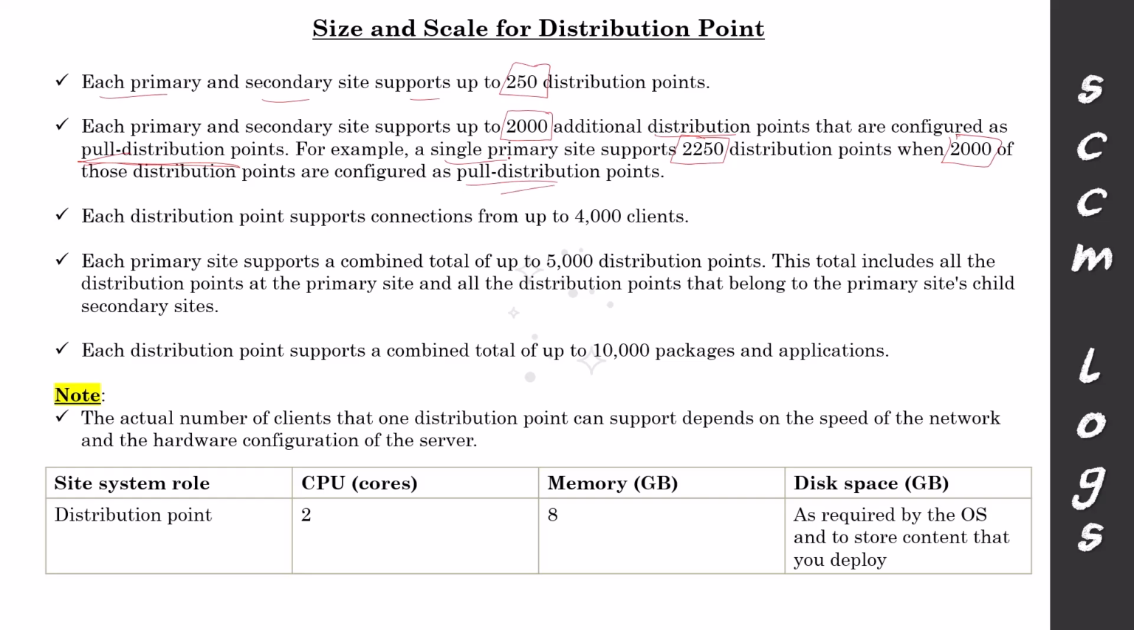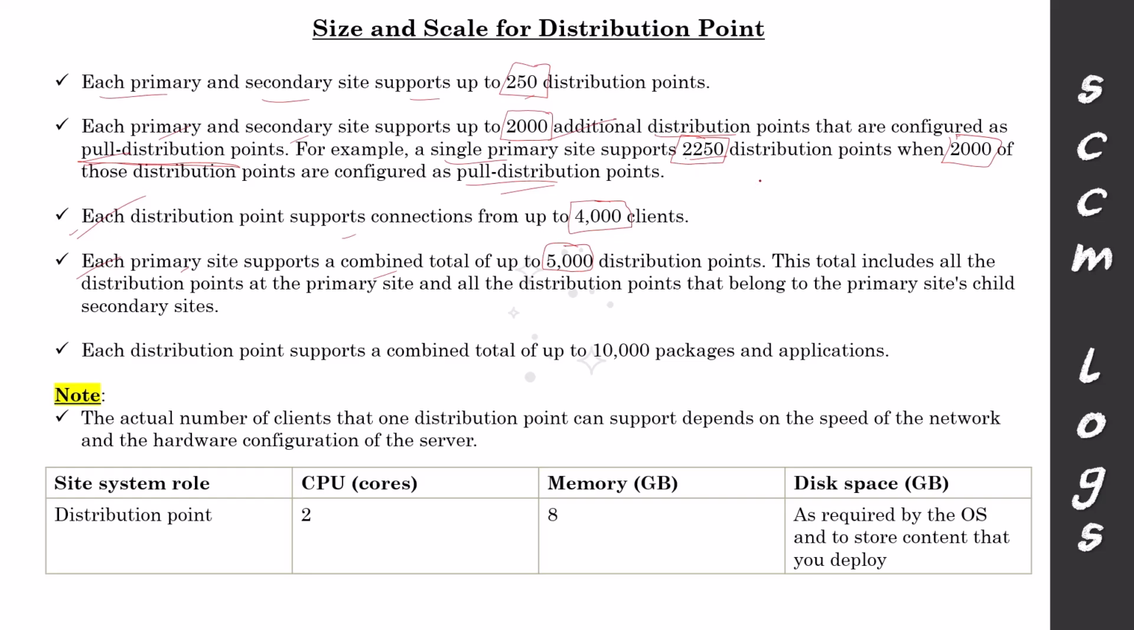Next, each distribution point supports connections from 4000 clients, so 4000 clients can contact the DP to get the content. Each primary site supports a combined total of 5000 distribution points. Here we said primary and secondary support 2000 additional DPs as pull DPs and 250 as standard DPs, so we combine to 2250 DPs, which can be separated across the primary or secondary.